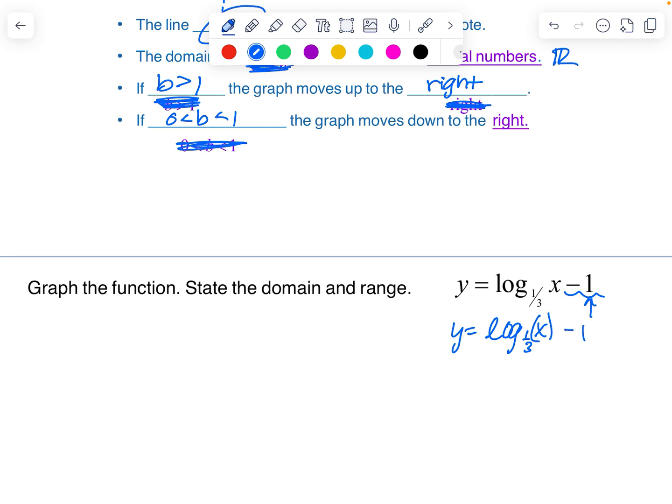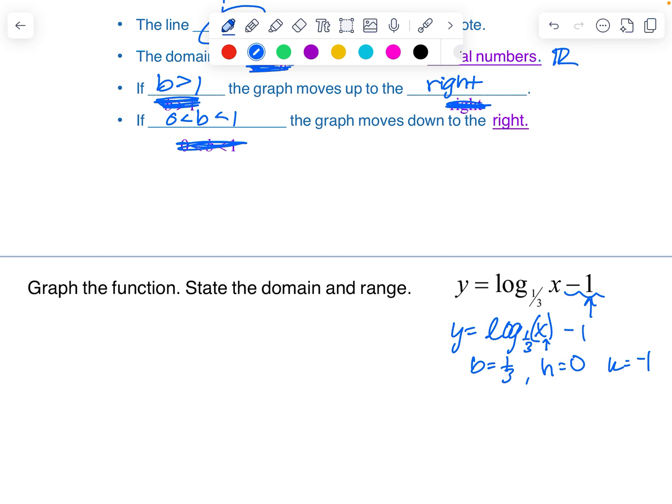So if I go through and identify what is b, what is h, and what is k, well, my b is my base value, so b is 1/3. If there's nothing in the parentheses with x being added or subtracted, that would mean h would have to be 0, which means my k value is -1.